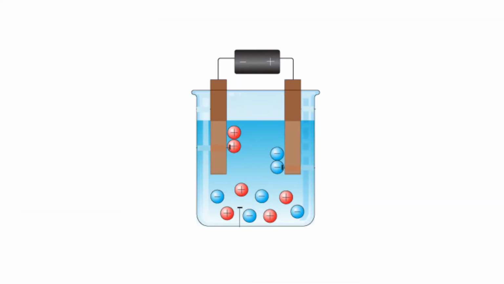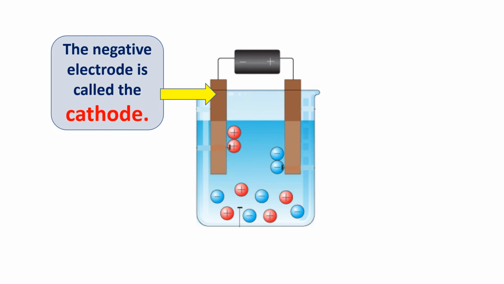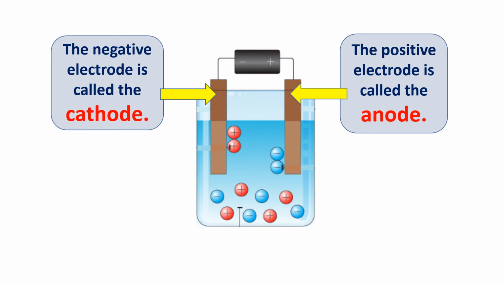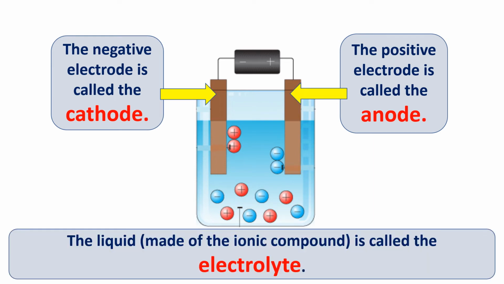Okay, I cannot understate the relevance or the importance of this diagram. You're going to need to know how to label it. This electrode here that is connected to the negative side of the battery or to the negative side of the power pack is the cathode. The positive electrode is known as the anode. And the liquid is not water, it's an ionic compound that is either molten or dissolved, and it is called electrolyte.